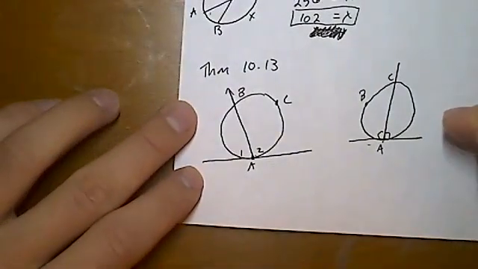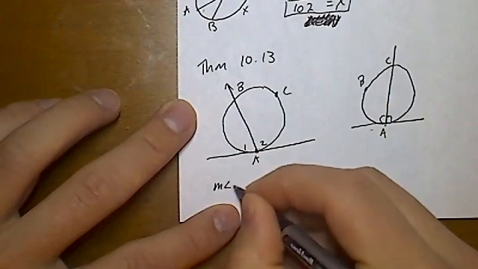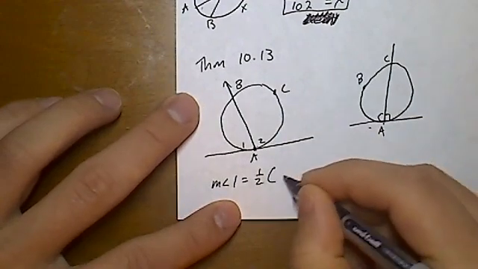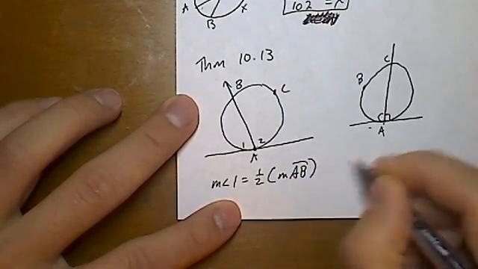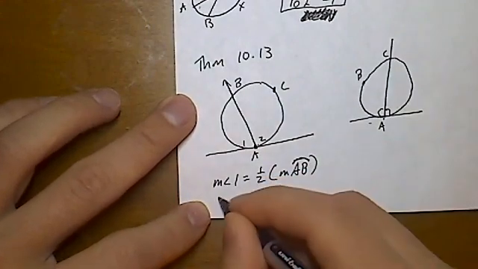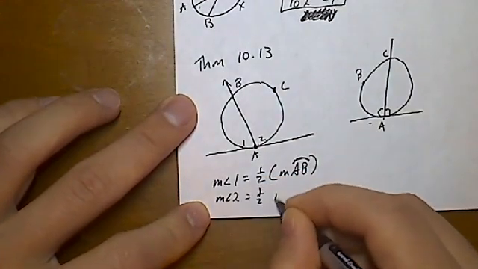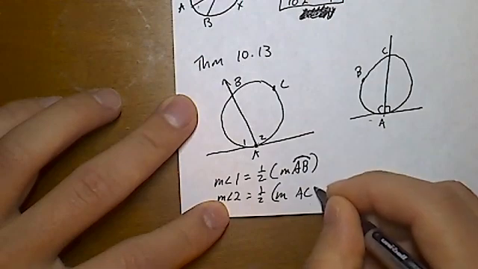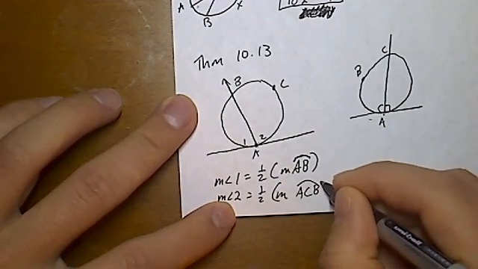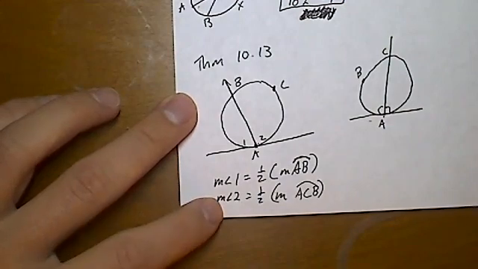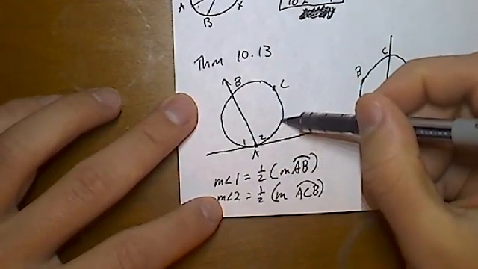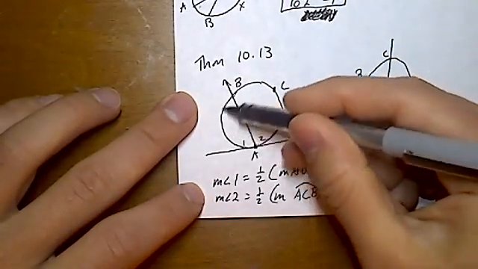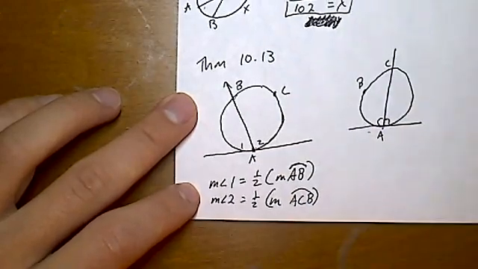So the same thing is going to work over here, in that the measure of angle 1 is going to be half of the measure of arc AB. And the measure of angle 2 is 1/2 the measure of arc ACB. Be careful, it is not ABC. Those are different things. ACB is A on the circle to C on the circle to B. ABC would be A going this way, B to C, which is definitely a different measure.